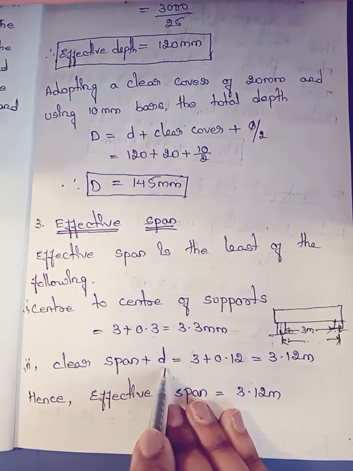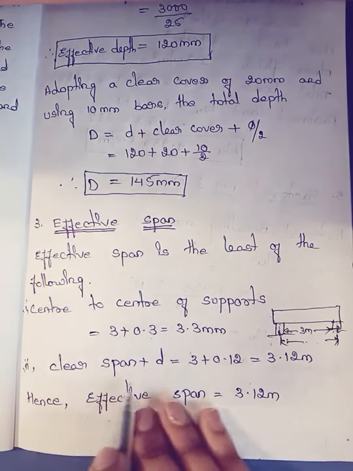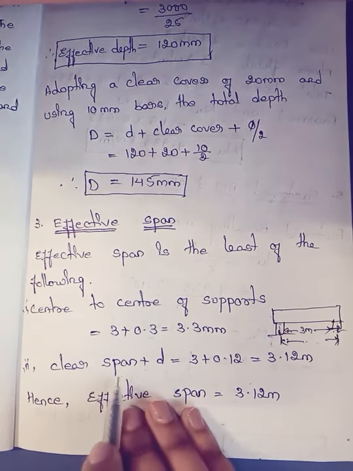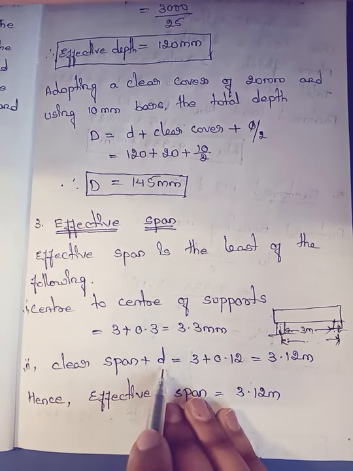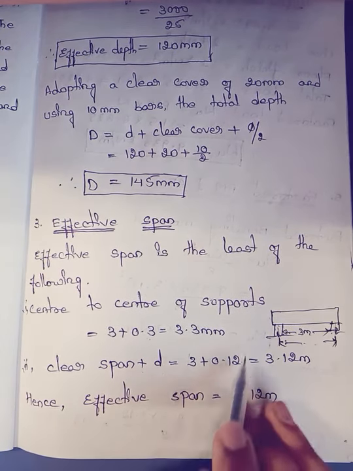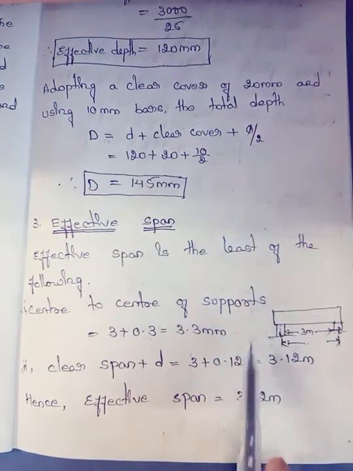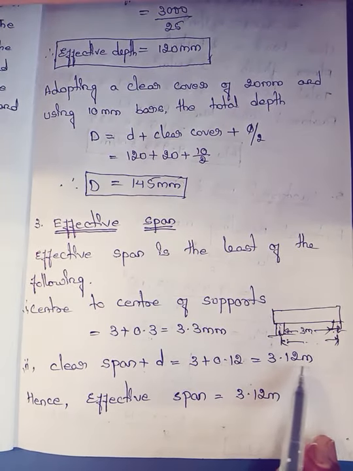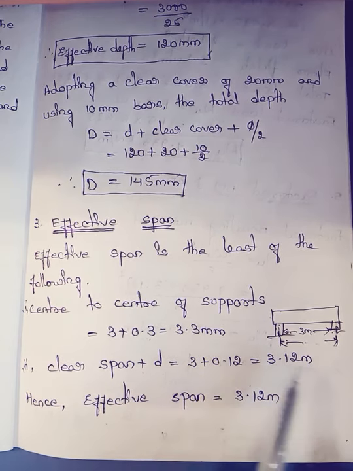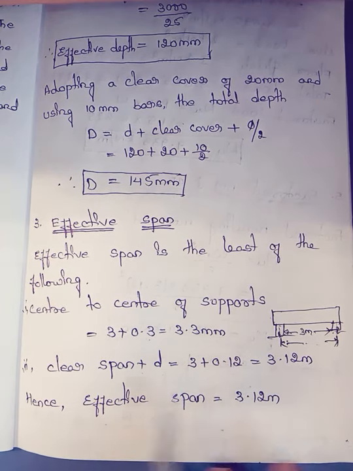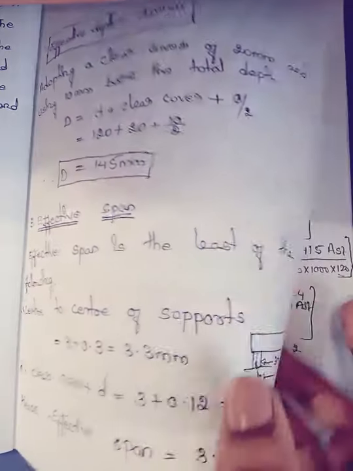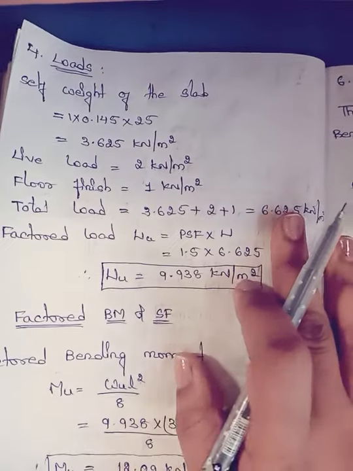So one more way we can find it out is clear span plus effective depth. So 3 plus 0.12 effective depth, we know it as 0.12 here, right? Which is equal to 3.12. So which is the least? We need to take the least value among these two. Hence effective span is equal to 3.12 meters.